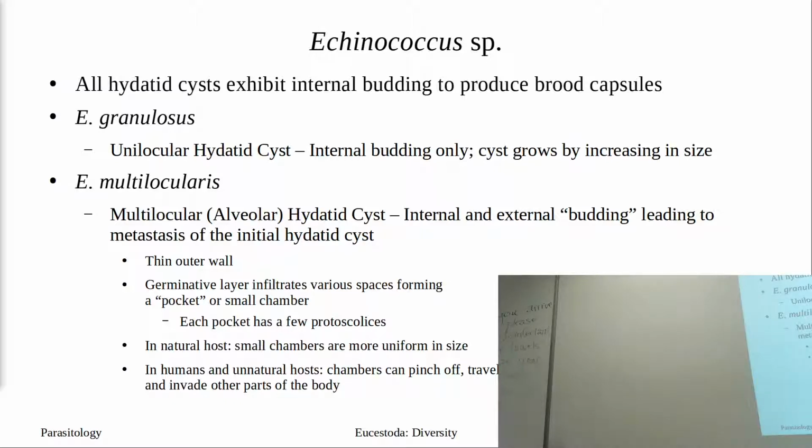Now, in each of these pockets in the normal host, you're going to have those pockets developing a few protoscolices. In the natural host, these small chambers are going to be fairly uniform in size, and they're going to be a lot more resistant to pinching off. In humans and other non-natural hosts, you have the possibility of these things pinching off and metastasizing, and oftentimes those chambers that pinch off don't have any protoscolices; they never develop protoscolices in those hosts.